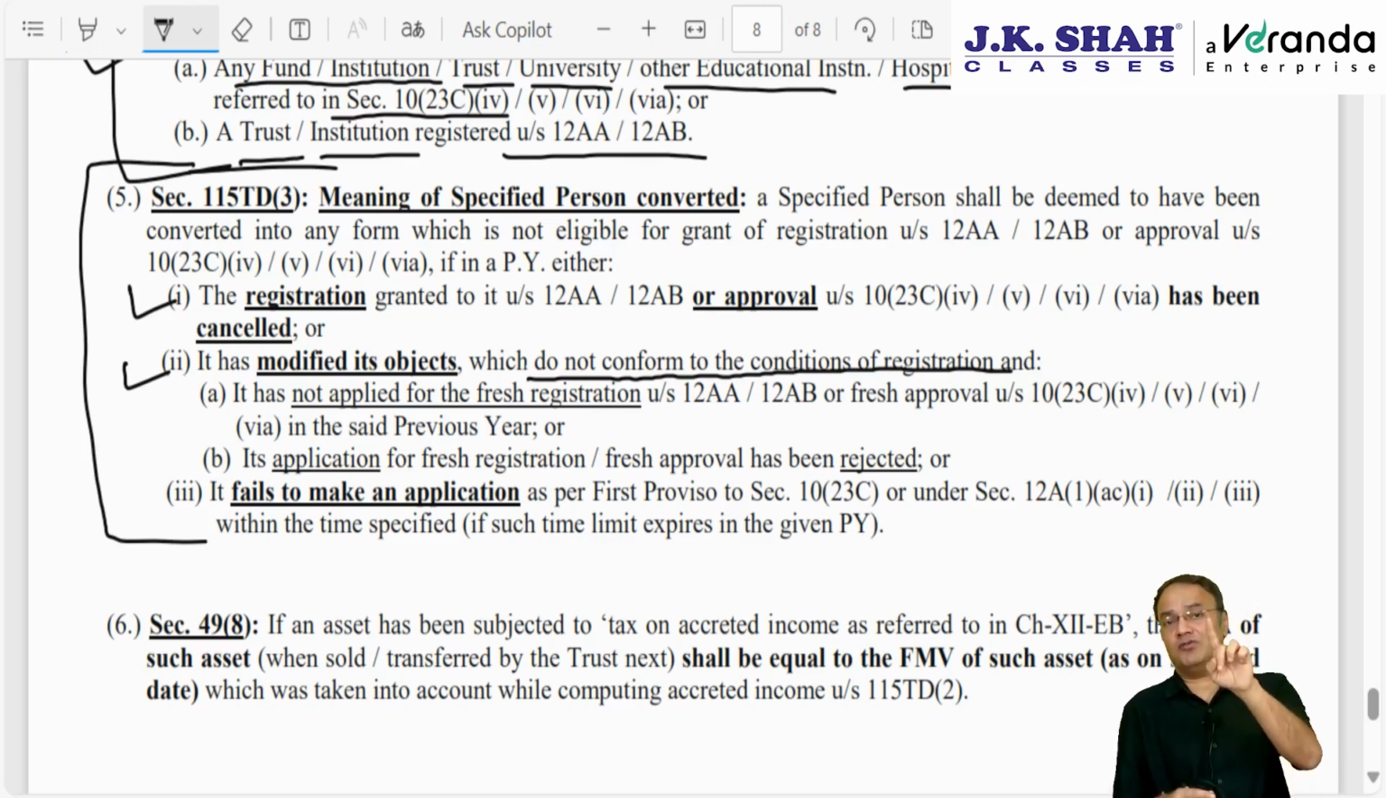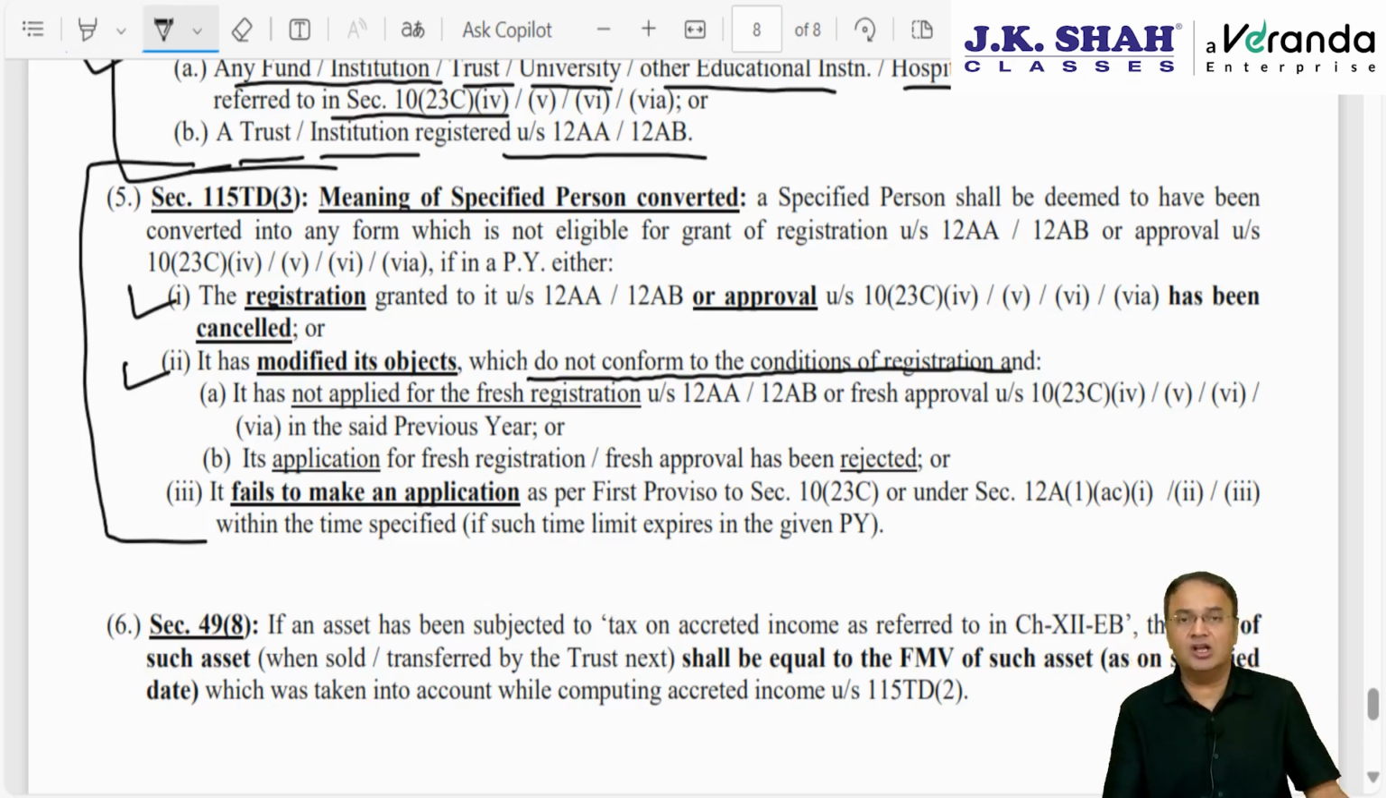Here it says the trust has modified its objects in such a way which does not conform to the conditions for registration, and it does not apply for fresh registration by the end of the previous year, or it applied but the application is rejected by CIT, PCIT. Then in such a situation it will be deemed that the trust has converted itself into a form which is not eligible for registration under 12AA or 12AB or approval under 10(23C).